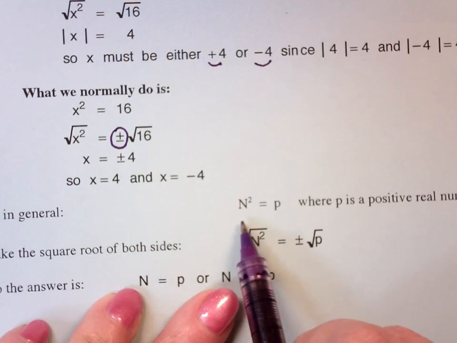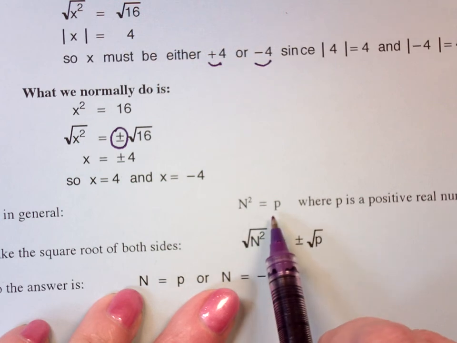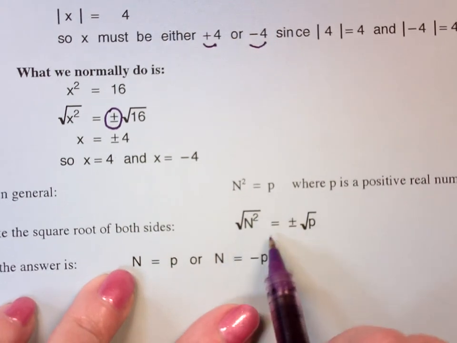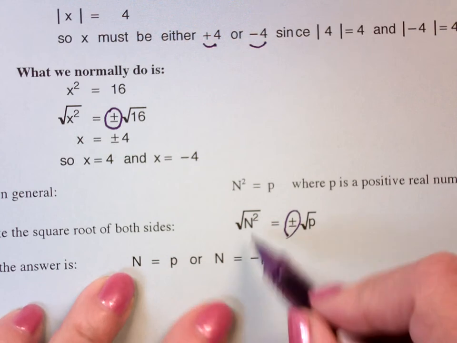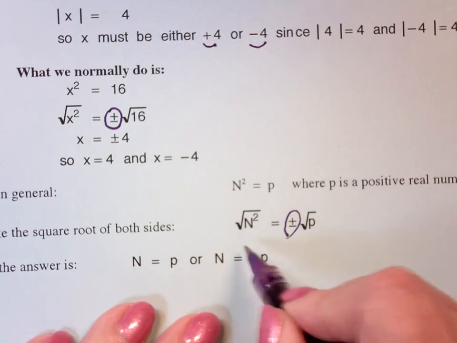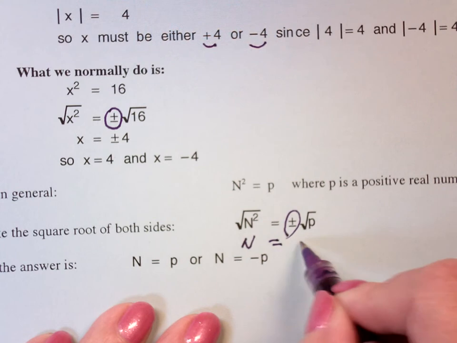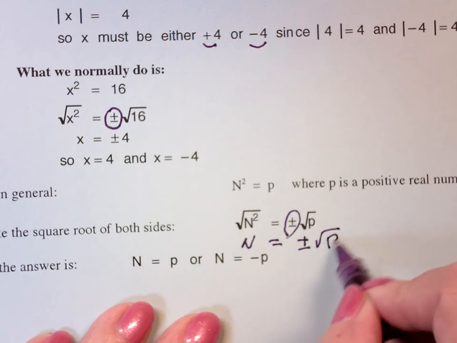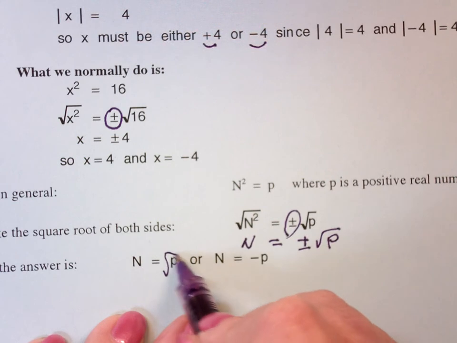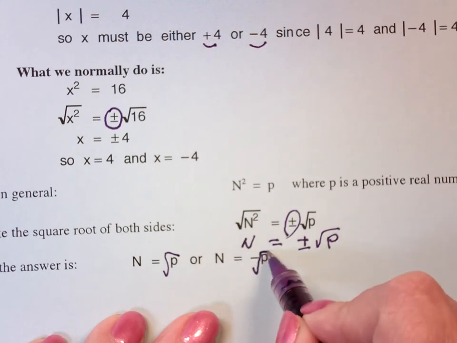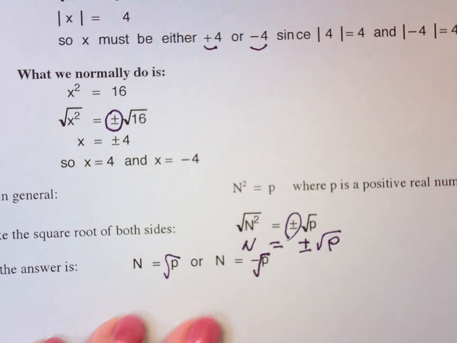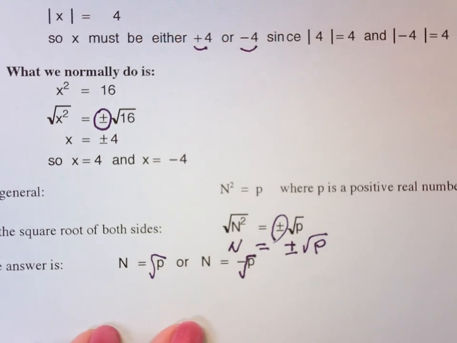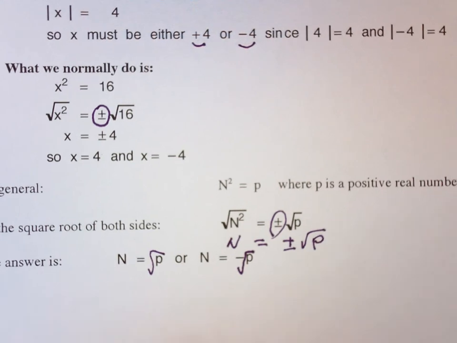So in general, if I have anything squared equaling some number, I take the square root of both sides. Don't forget the plus or minus. The square root of n squared is just n. This is plus or minus the square root of p, so it has two answers. n is the square root of p, or n is the opposite of the square root of p. So there should be square roots around those p's. It has two answers because of the plus or minus. That's the square root property.